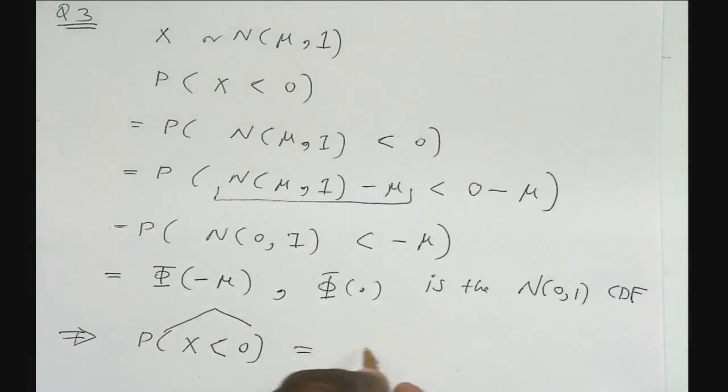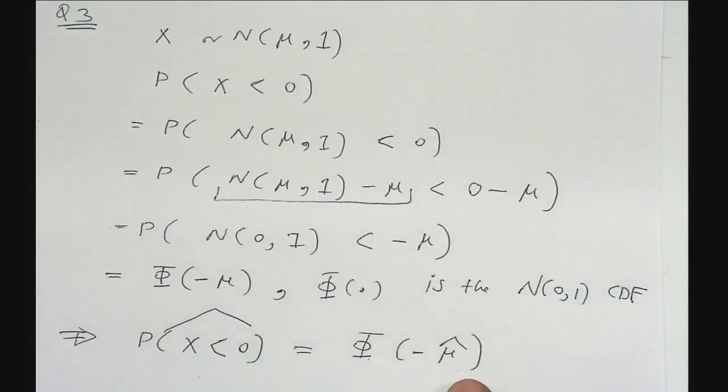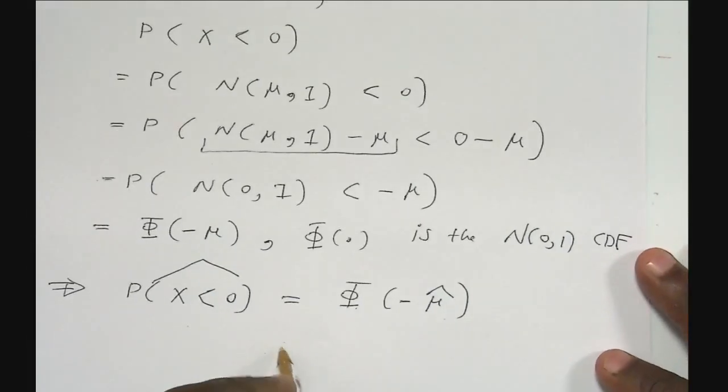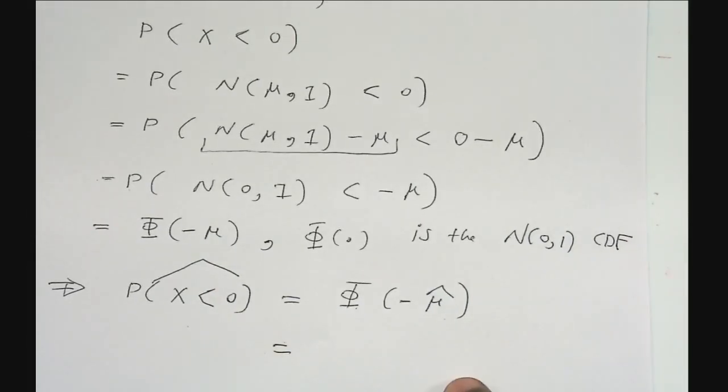what you need is to find the MLE for mu and compute this phi at minus mu hat. Mu hat is the MLE for mu. Now, as you may remember from a week or so ago, I showed you in one of the lectures, when you have a random sample from a normal distribution, the MLE for the mu parameter.